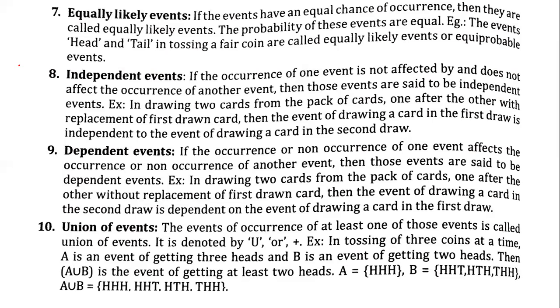Okay, so that is equally likely events. Then independent events. If the occurrence of one event is not affected by the occurrence of the other event, then it is called independent events. Okay, now let us say, you people would have played Uno cards, right?